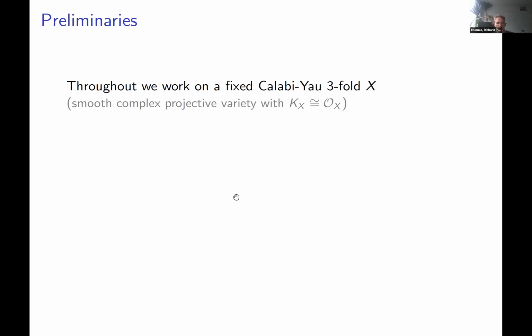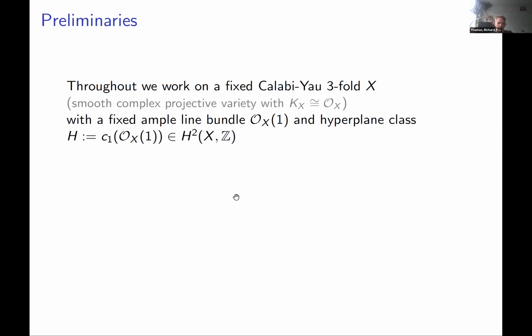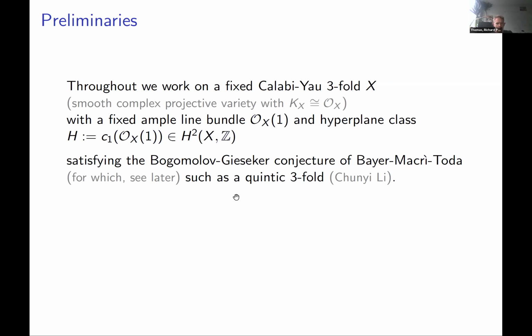And some preliminaries. I'm always going to be on a Calabi-Yau threefold, although everything in this talk works on a Fano, in fact, any threefold. Smooth over the complex numbers, projective, except the wall crossing formula. But Joyce has a new wall crossing formula, which probably applies to Fano threefolds as well. But for now, we're going to be on a Calabi-Yau threefold. We're going to fix an ample line bundle. That's just for stability, to define stability. And we're going to assume our threefold satisfies the Bogomolov-Gieseker conjecture or inequality of Bayer-Macri-Toda, which I'll describe later. But as an example, the quintic threefold satisfies this conjecture in enough cases for us to push our program through and for all the results to hold.